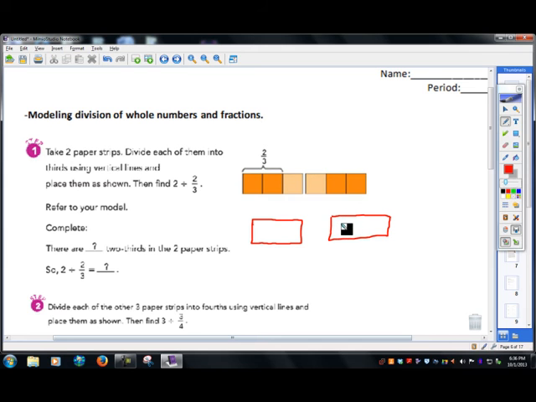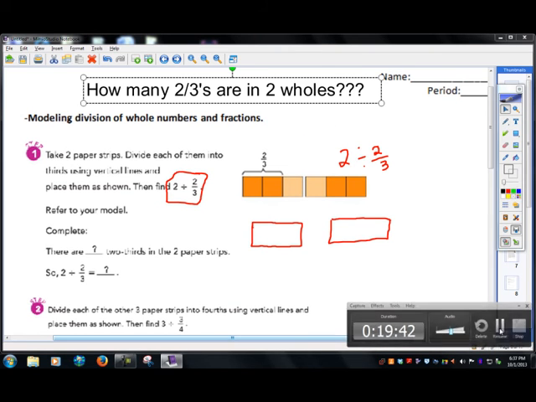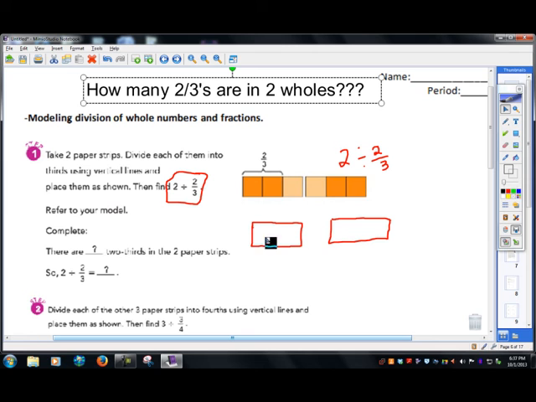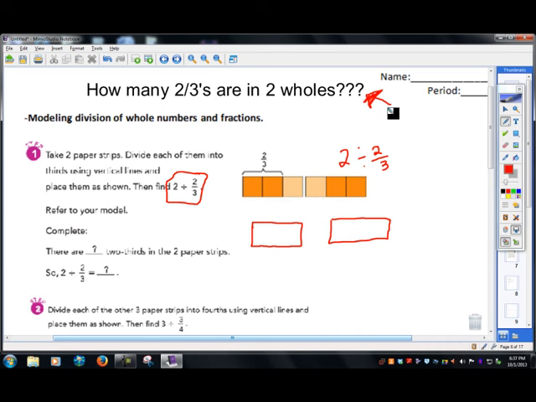Okay? This is where it gets a little bit confusing. I'm going to do 2 divided by 2/3. Now remember, I went ahead and paused it and put this little question up here. This is the question you've got to start asking yourself. You guys have to. You cannot just simply do the algorithm.